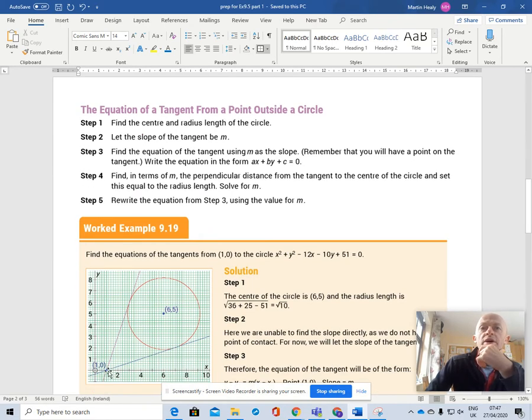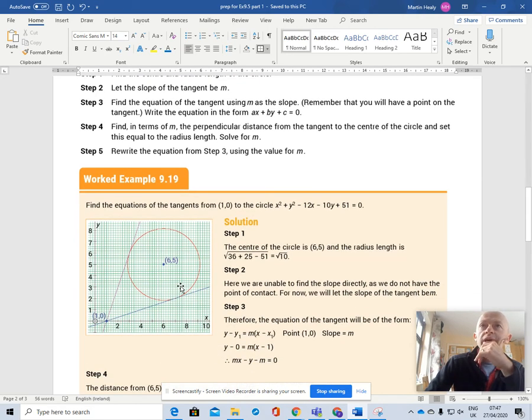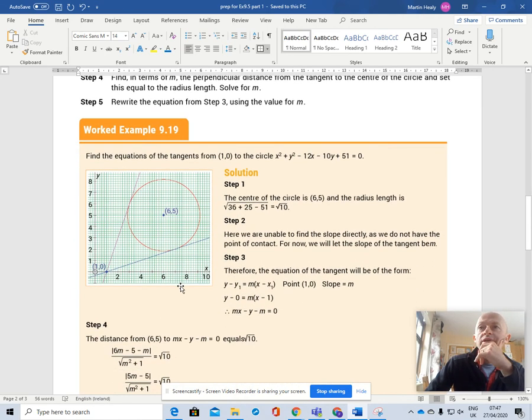What happens if there's a point outside the circle? If there's a point outside the circle and you're trying to find the equations of the tangents, the first thing you do is write down the center and the radius length of the given circle. You have to let the slope of your two tangents be m because you don't know what it is. And then we find the equation. We go ahead and find the equation of a line passing through the given point outside the circle. That's in this case (1, 0) of slope m.